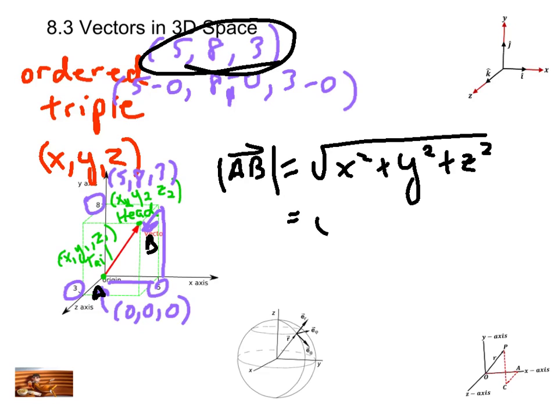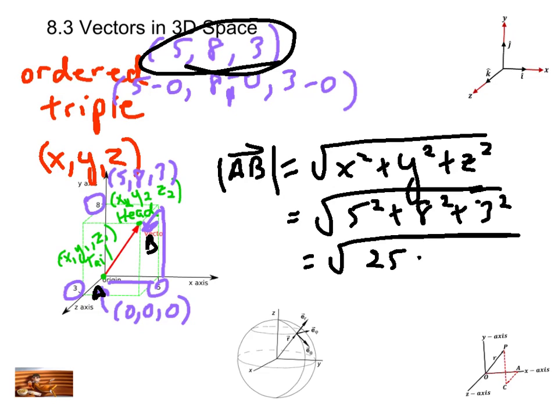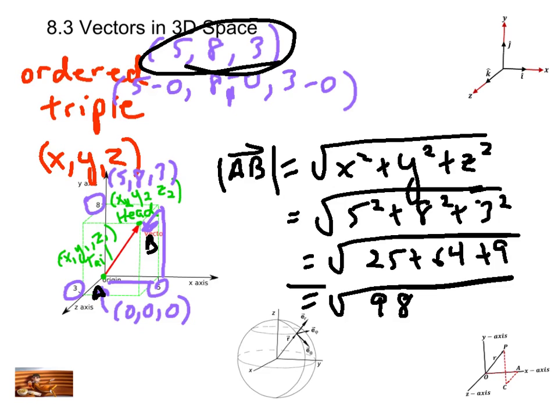Let's see if we can figure that out. So our x was 5, our y was 8, and our z was 3, squared. Which equals 5 squared is 25 plus 64 plus 9. And that's going to give us a value of, what do you get there? Looks like that's going to equal 98. Okay, and you can simplify that if you want, but whatever. The magnitude is radical 98. That's how long it is.